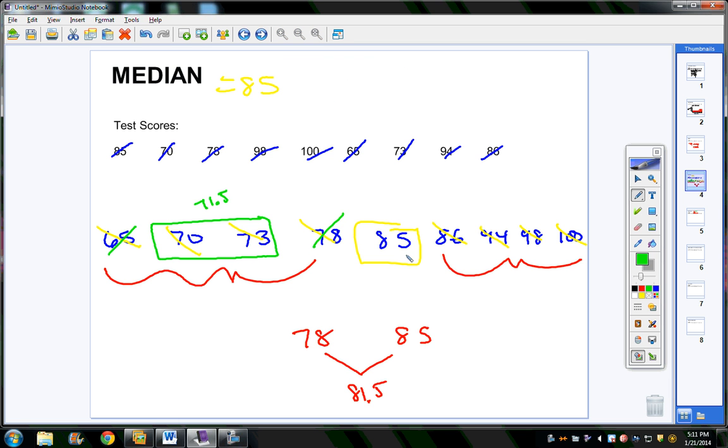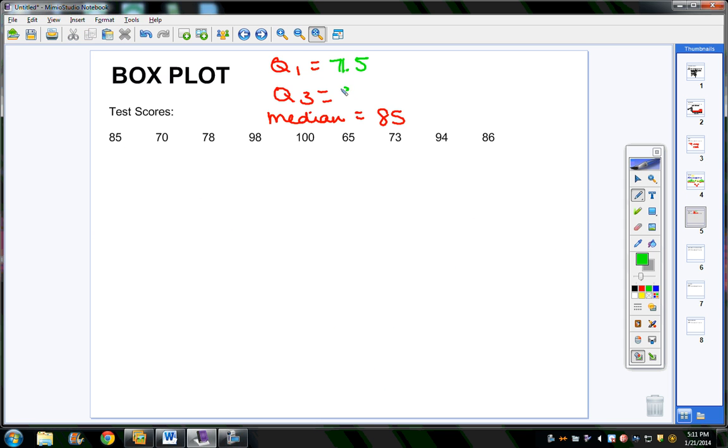And then I'm going to do the same thing for the upper quartile. So I've got, crossed those off, and I've got a 94 and a 98 left. Well, 96 is in the middle of those two numbers. So 96 is quartile 3.